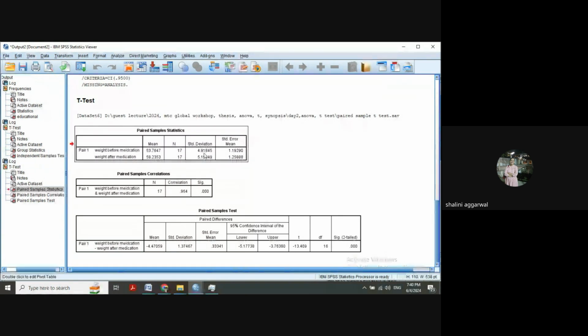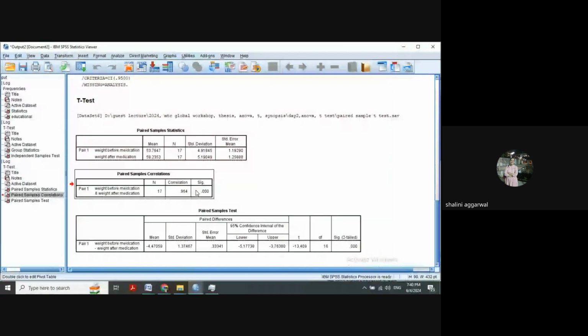So again, this is the mean. This is the descriptive statistics, and this is the correlation table. The correlation between the two variables has come out to be significant. Both of them are highly correlated and they are significant. When we ask whether the two variables are correlated or not, if the value is less than 0.05, it means the relationship between the two variables is significant, right?